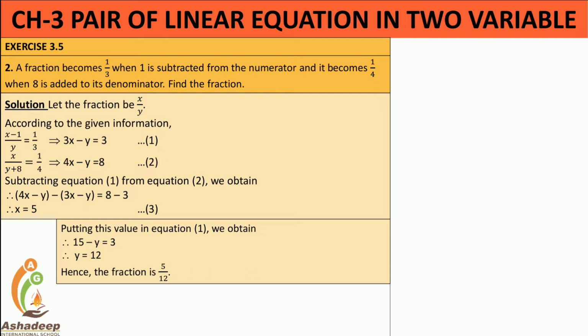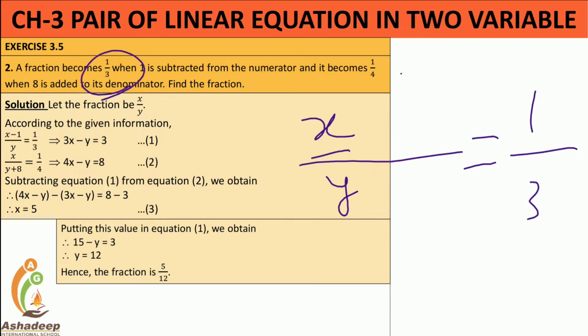Now question number 2. A fraction becomes 1 upon 3. We don't know what the fraction is, so let the fraction be x upon y. It becomes 1 upon 3. Becomes means is equal to 1 upon 3. How does it become 1 upon 3? When 1 is subtracted from the numerator. The numerator is x, and we need to subtract 1.